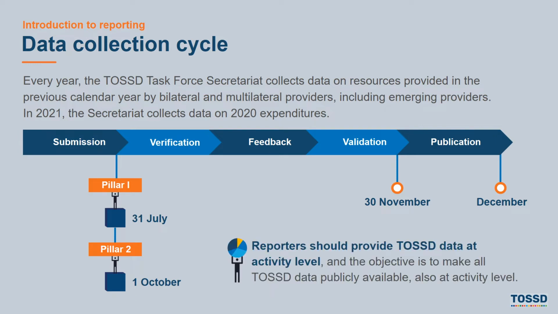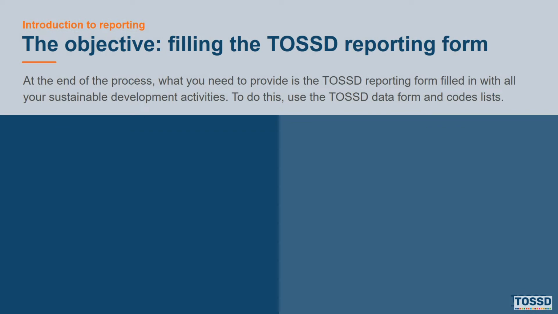Reporters should provide TOSSD data at activity level, and in principle, the objective is to make all data publicly available also at activity level. The objective of the reporting process is to have a TOSSD reporting form filled with all your sustainable development activities. To do this, use the TOSSD data form and codes lists.